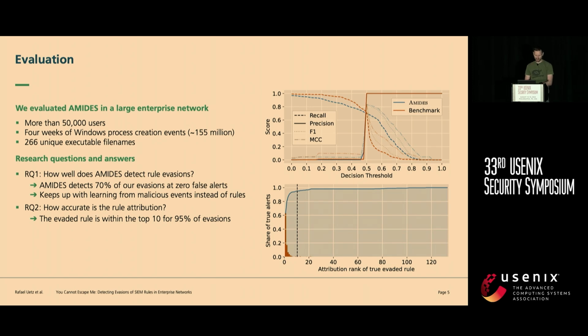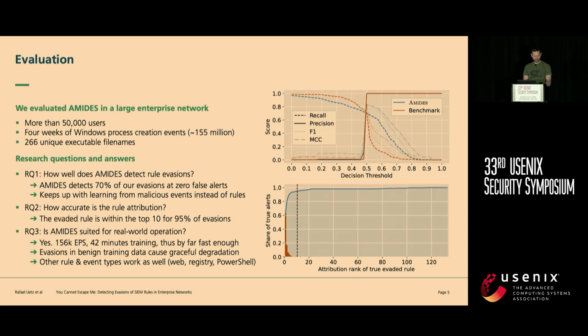Then we also evaluated how accurate the rule attribution is and found that in most cases it helps analysts checking these rules a lot in finding which of the SIEM rules has been evaded. The third question is, is AMIDES suited for real-world operation? And I'm not going into detail here, but the quick answer is yes. AMIDES is by far fast enough for real-world operation, and we also tested what happens if benign training data is tainted with evasions, and we also tested other rule types and events except for the process creation rules that I mentioned earlier.